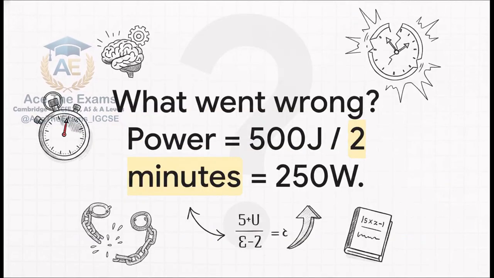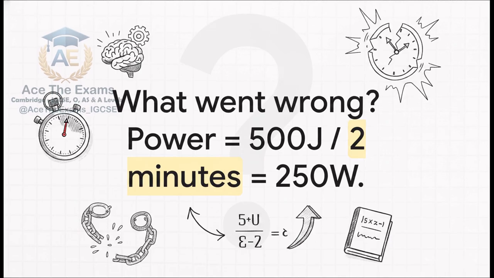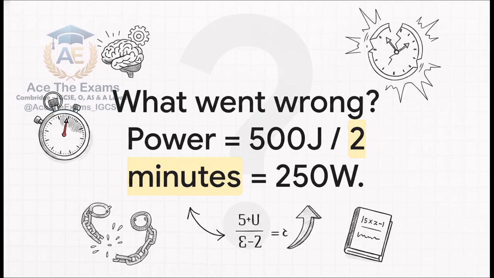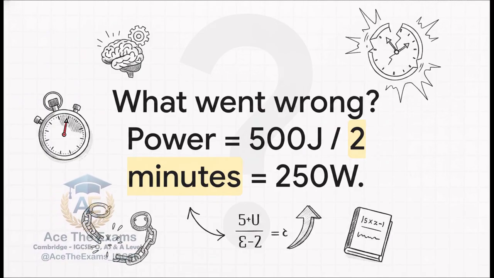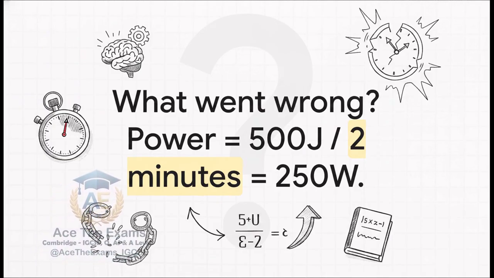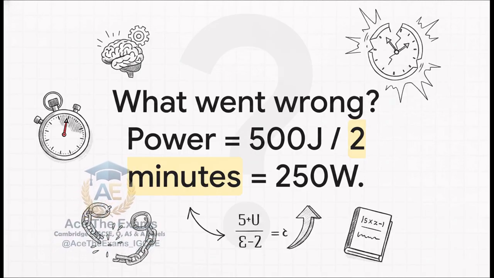Let's test this right now with a spot the error challenge. Take a look at this calculation and try to identify the devastating mistake. The student wrote, power equals 500 joules divided by 2 minutes equals 250 watts. Now, under the stress of a ticking clock, plugging 500 divided by 2 into your calculator feels super productive, but it is completely 100% wrong.